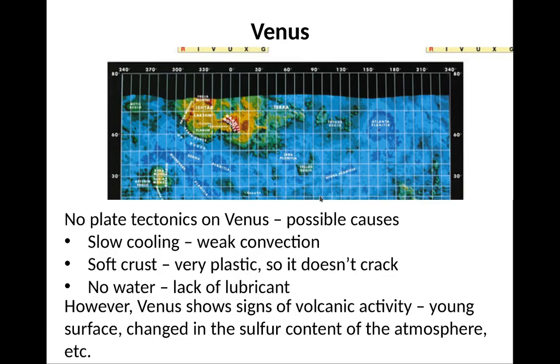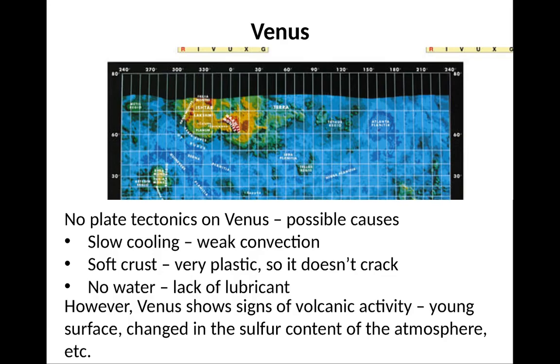All right. So there's no plate tectonics on Venus. There are several possible causes. First of all, it might be very slow cooling, so very weak convection. It might be because Venus is so hot that the crust is very soft, so it doesn't crack. Or it might be the fact that there's no water, so there's no lubrication, which is required for subduction zones and things like that.